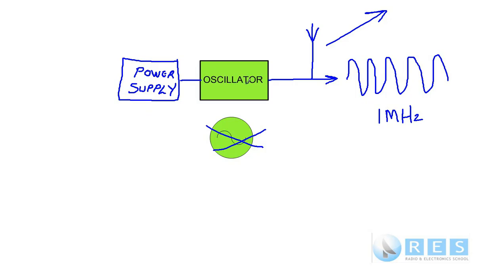What I'd like you to do is remember that an oscillator is a source of sine waves at any frequency you want. They could be audio frequencies, but in radio transmitters, our oscillators are normally operating at radio frequencies. And the most simplest transmitter that you could have would be a power supply, an oscillator, and an antenna. Not a very practical transmitter, but let's turn it into one.